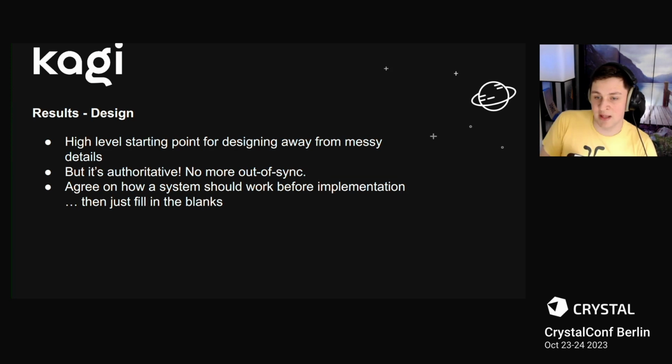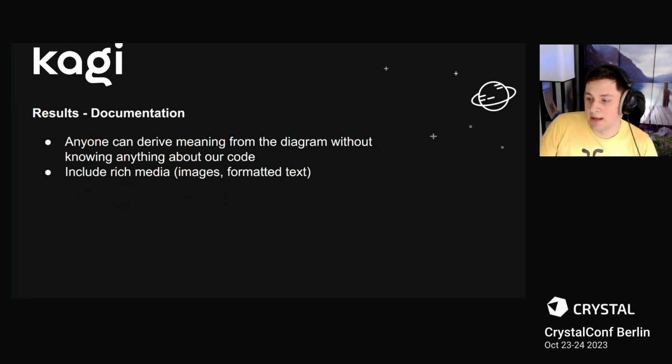We have a high-level starting point for designing away from the messy details, but it's authoritative, so there's no more of that kind of diagram going out of sync with the actual code. We can agree on how a system should work in higher detail before implementation even starts, and then just fill in the blanks. For documentation, anyone can look at the diagram and get some meaning out of it without knowing much about our code or without Crystal experience.